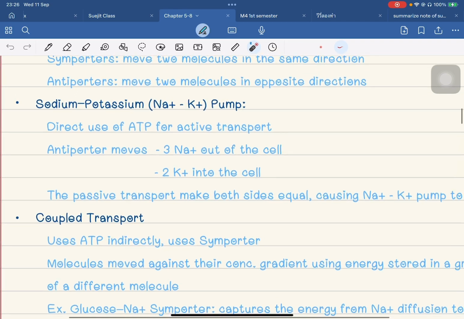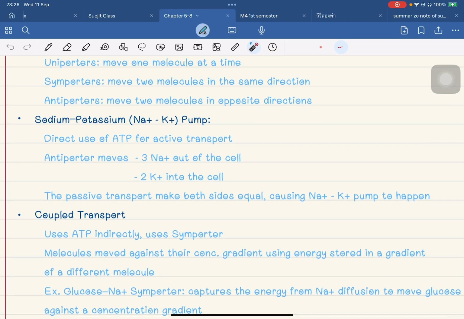So the passive transport makes both sides equal, causing the sodium-potassium pump to act, because when both sides are equal, we need to do it again. That's why.